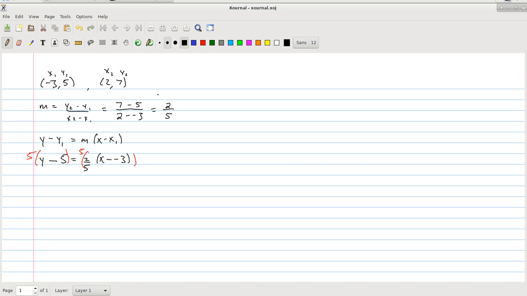On the left-hand side, we distribute, so we've got 5y minus 25. On the right-hand side, we reduce these 5's out, and so there's no more fraction. We distribute the 2 through. We've got 2x plus 6.